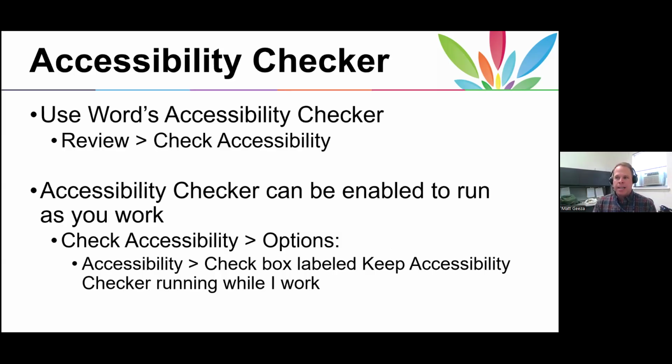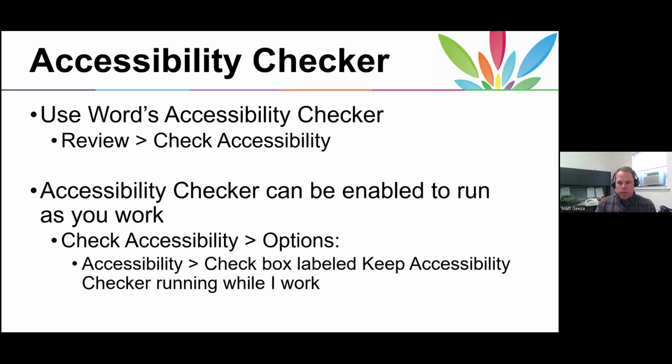So this is nice. Word, PowerPoint, they have a built-in accessibility checker. So does Excel. The way you access them is the same: review, check accessibility. And this is something you can enable to run while you are working. The thing to note about the accessibility checker is that it is going to catch some of the elements that we've discussed so far, but not all of them.